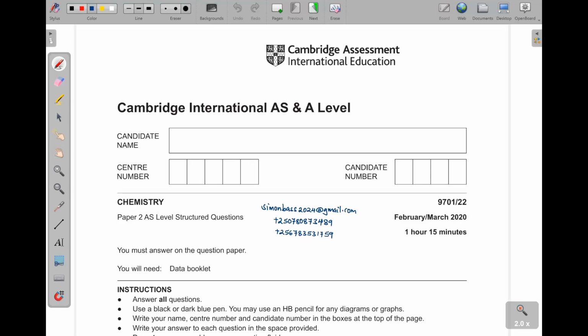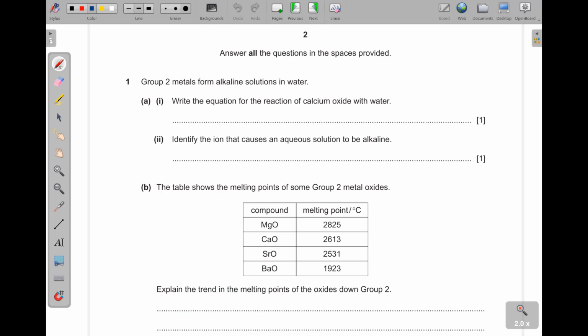This is Teacher Simon taking you through Cambridge International AS and A-Level Chemistry Paper 2 for Feb March 2020. Question 1. Group 2 metals form alkaline solutions in water. A Roman 1, write the equation for the reaction of calcium oxide with water.